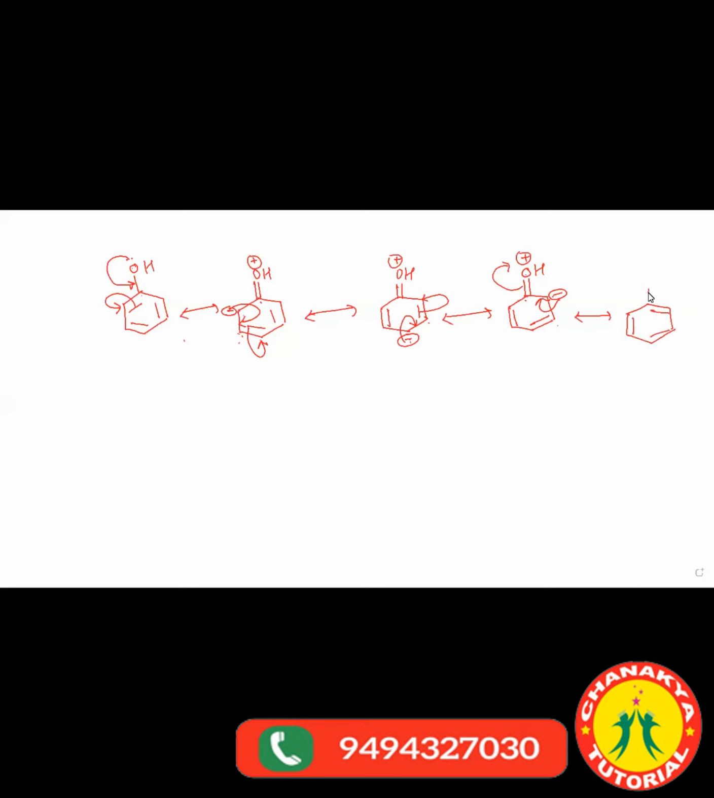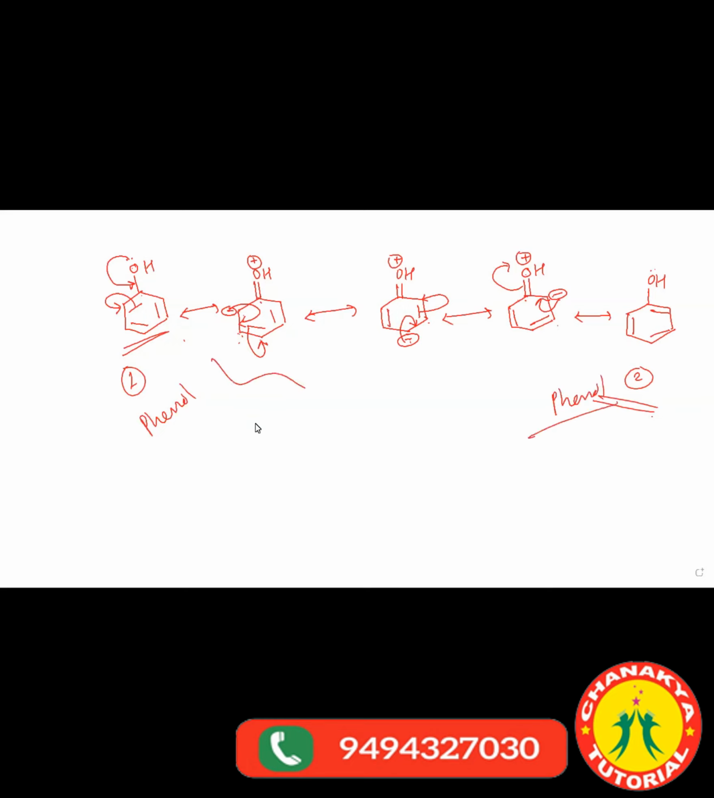Now, if you see this first structure and the second structure, what changes are you able to see? What changes are you able to see? Only the position of the double bonds is completely changed, correct? Yes or no? Yes, ma'am. Here also alternate double bonds are there. Here also alternate double bonds are there. But the position of the double bonds is completely different. This is also phenol. This is also phenol, right?